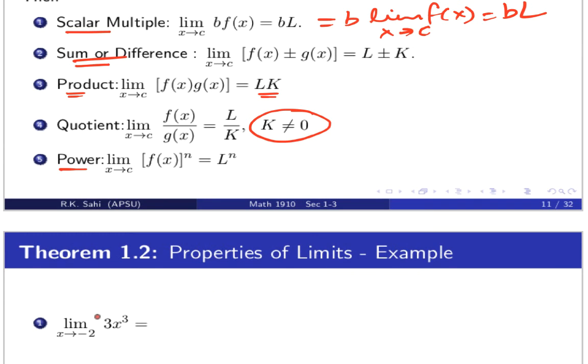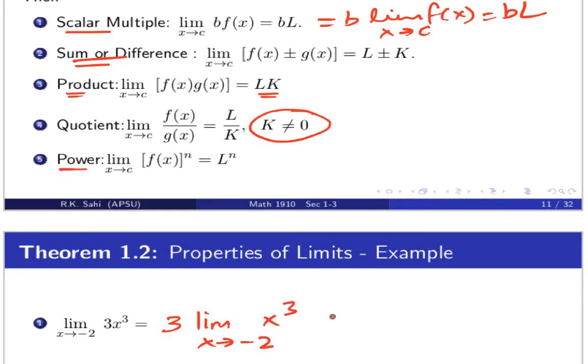Okay, let's look at this property. Limit of 3x cubed as x approaches minus 2. Now, many things are involved, guys. The first thing is you see a constant multiplied, so we will take the scalar multiple property. We remove the 3 out. That's 3 times the limit as x approaches minus 2 of x cubed.